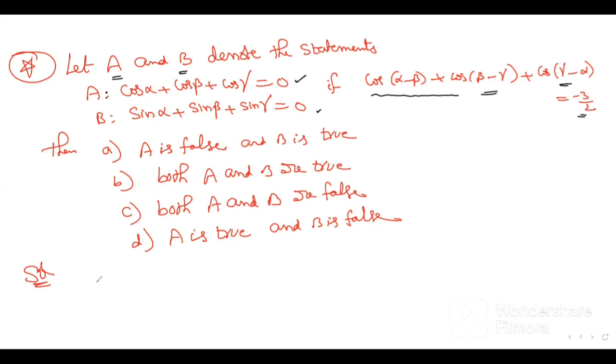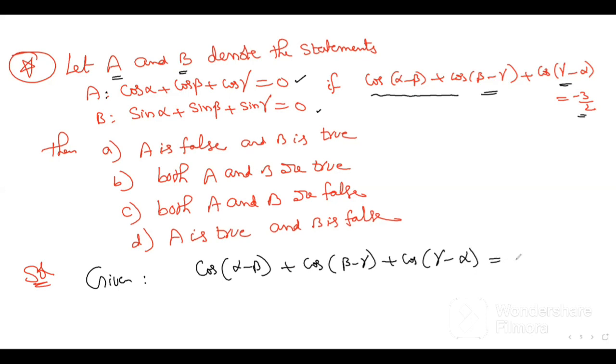What is the given condition here? Cos(alpha minus beta) plus cos(beta minus gamma) plus cos(gamma minus alpha) is equal to minus 3 by 2. Let us do cross multiplication: 2 multiplied with the right side. We have the formula for cos(alpha minus beta), which is cos alpha cos beta plus sin alpha sin beta.